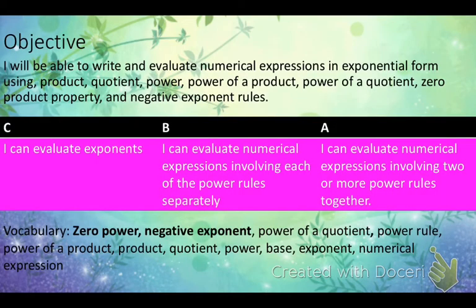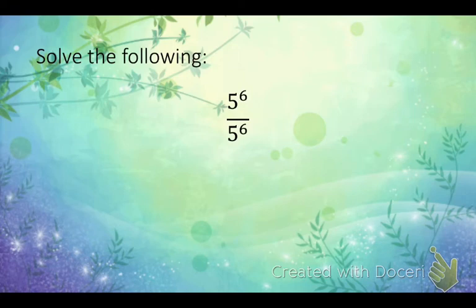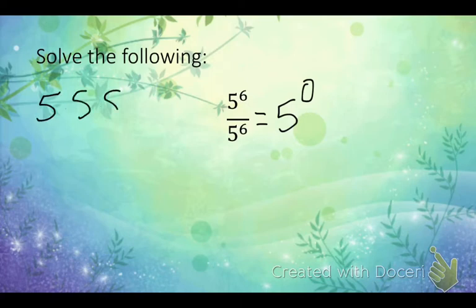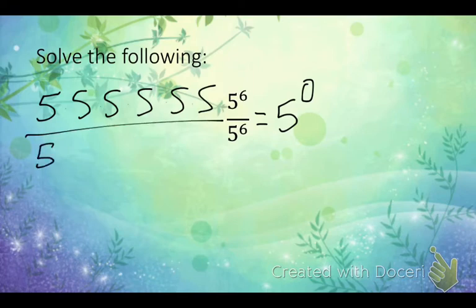All right, so we have done power of a quotient, so now we're moving on to the zero product property. If I were to simplify this using our quotient rule, I keep the base and subtract 6 minus 6, which is 0. If I were to expand this, I would get 5 times 5 times 5 times 5 times 5 times 5 over the same thing, 5 times 5 times 5, 6 times.